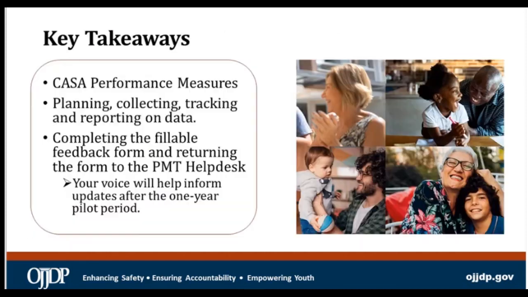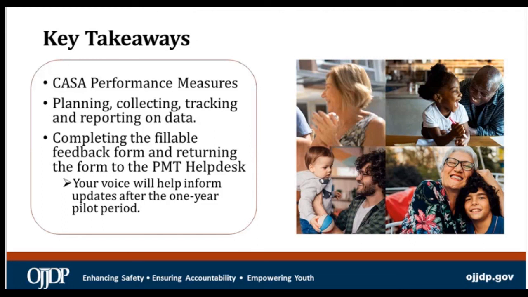Thank you, Muniba. Let's take a moment to reflect on what was just presented. First, we discussed each of the program-specific measures in the CASA program, noting specific instances where data would need to be collected, the type of data needed, and the process for calculation. Next, we talked about best practices related to planning, collecting, tracking, and reporting on data for the July through December 2021 reporting cycle. So what's next?